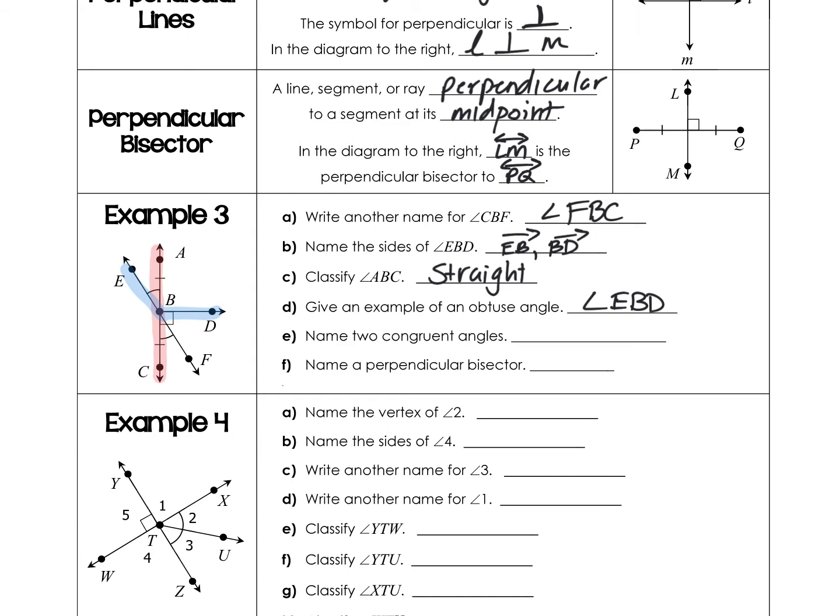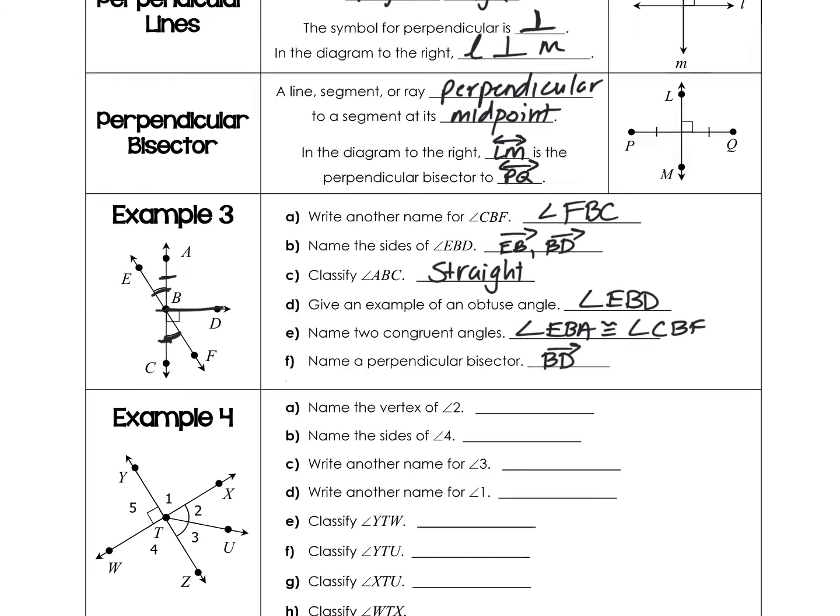Name two congruent angles. All right, so this is where you need to look for those symbols that I was telling you about. And I see them right here and right here, and we'll learn why those are congruent later. But that would be angles EBA and angle CBF. Name a perpendicular bisector. Perpendicular bisector is going to be ray BD. Okay, right there, and it bisects line AC.